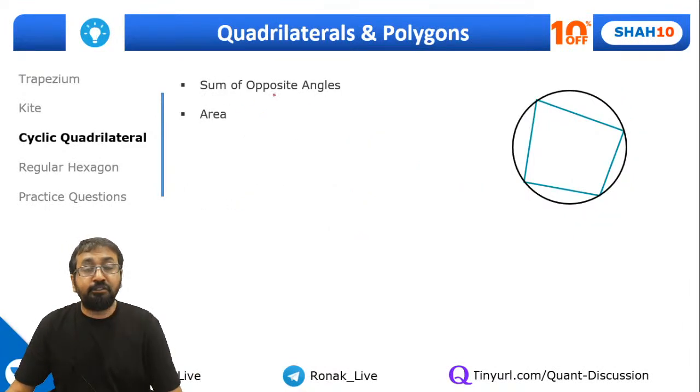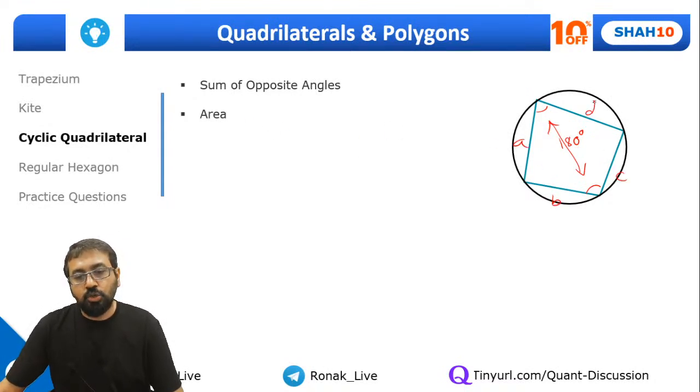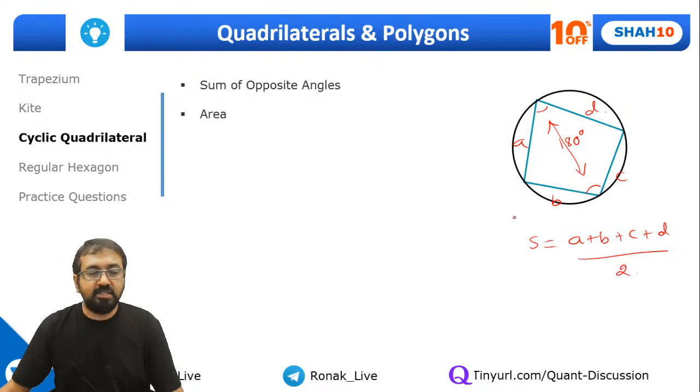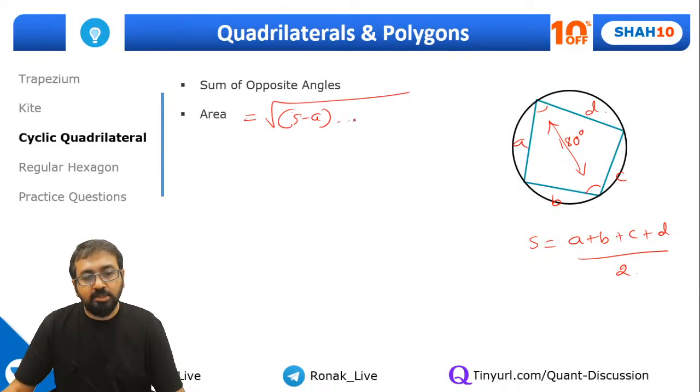Now there is a special figure called cyclic quadrilateral. Guys, in a cyclic quadrilateral, the sum of opposite angles will be 180 degrees. That's the first property. The second thing is, of course, about area. So if you know the measurement of all four sides, you can calculate the semi-perimeter, which is half of the perimeter, right? And once you have this semi-perimeter and the measurement of sides, you can calculate area using this formula. This is Heron's formula: square root of (S minus A) into (S minus B) into (S minus C) into (S minus D).